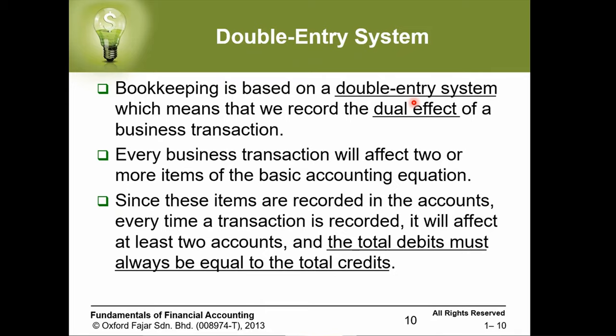Every business transaction will affect two or more items of the basic accounting equation. Since these items are recorded in the accounts, every time a transaction is recorded, it will affect at least two accounts. And the total debits must always be equal to total credits.